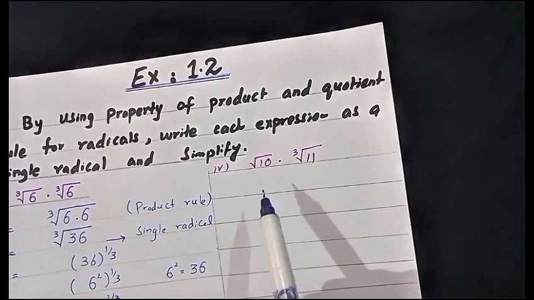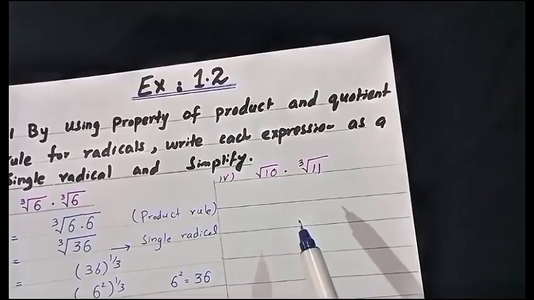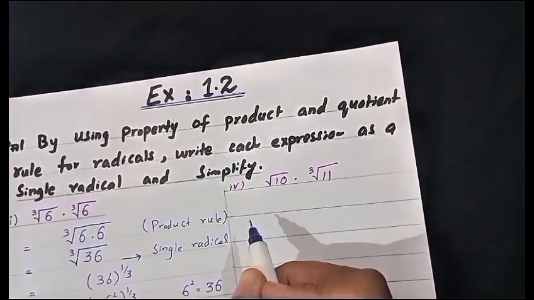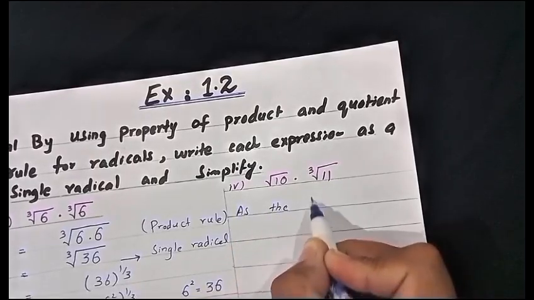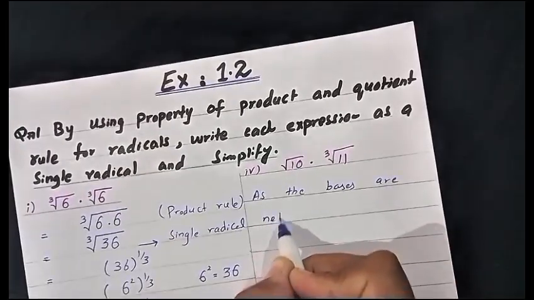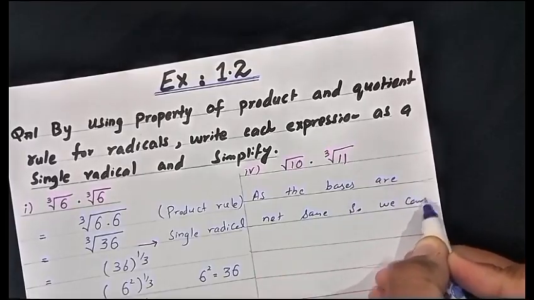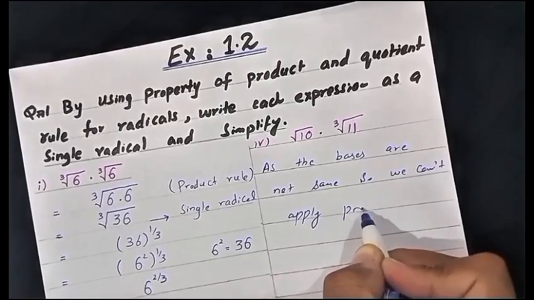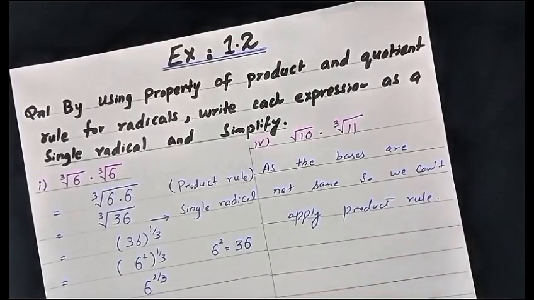Question number 4 is the square root of 10 multiplied with the cube root of 11. For the product rule we know that we have to make the base the same. Here the bases are not the same, so we cannot apply the product rule.